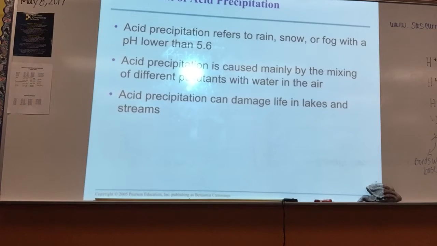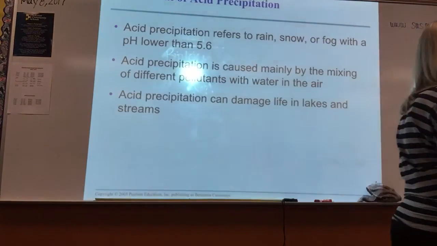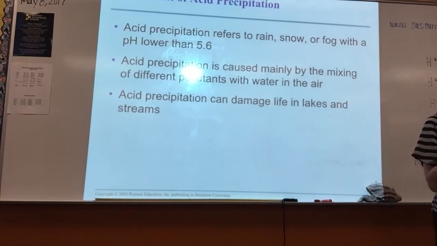And then what other type of life would be affected by acid precipitation? Plant life. How would acid precipitation affect plant life? The acid goes into the soil and the plants. That's exactly right. So that water that's acidic is going into the soil, changing the pH of the soil, kind of changing the chemistry of the soil, and the roots are taking in that water and therefore changing the pH inside the plant and so on.